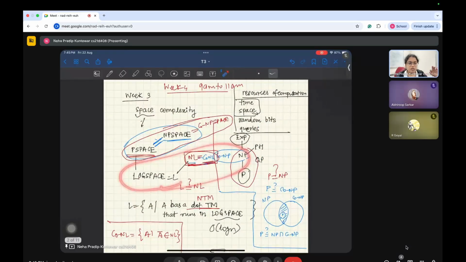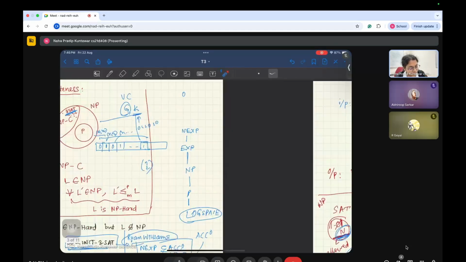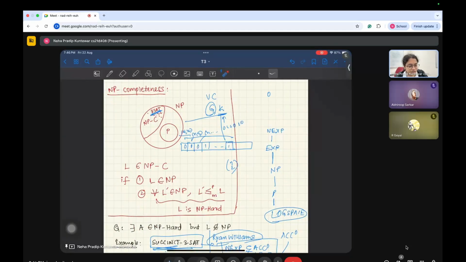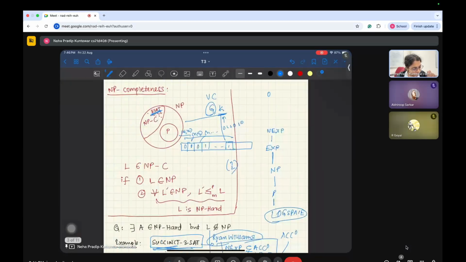Okay, now, coming back to the contents of today, what we want to do today is to study this log space class. Now that we've already drawn this picture, let's ask the question. Okay, we have this. I'll just make some space.